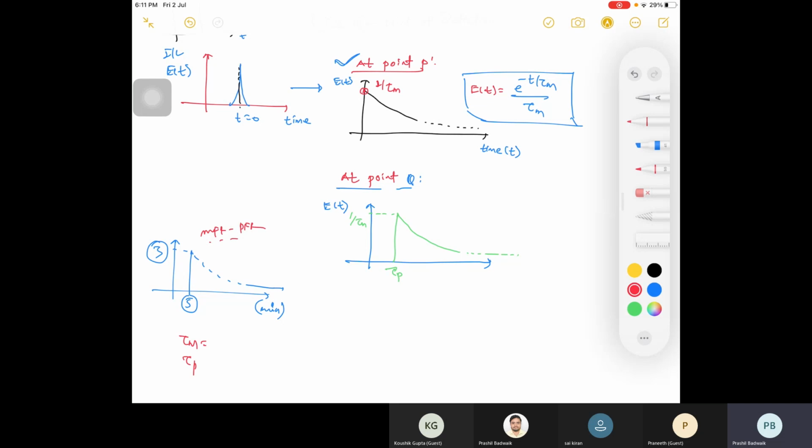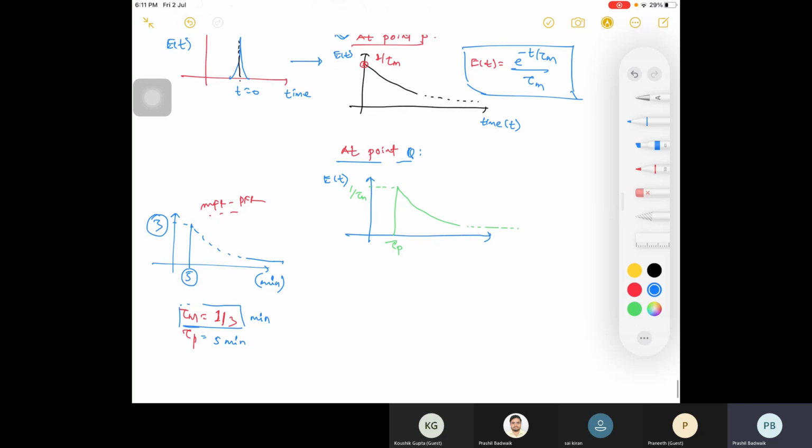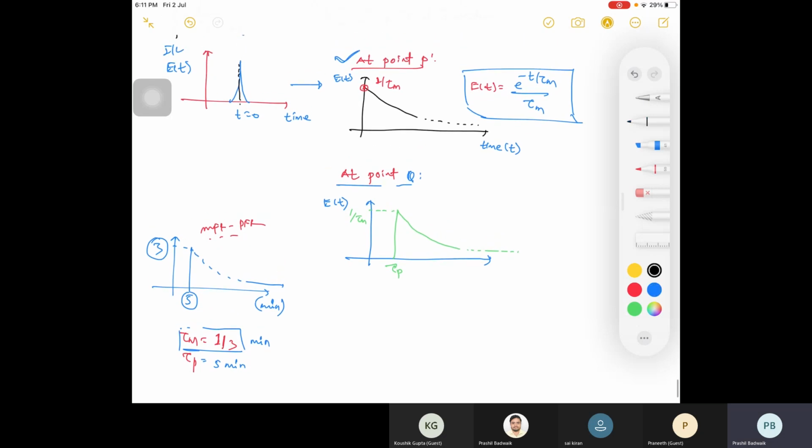What is your tau M? Space time for MFR, 1 by 3. You please be careful while doing this, okay? 1 by tau P is one axis, 1 by tau M is on what axis, and tau P is on what axis? Tau P is your 5 minute, and this is in your minute only. So by looking at the graph, you should be able to find out what is your time and what is the arrangement, right? I hope you are able now. So this is your overall profile.